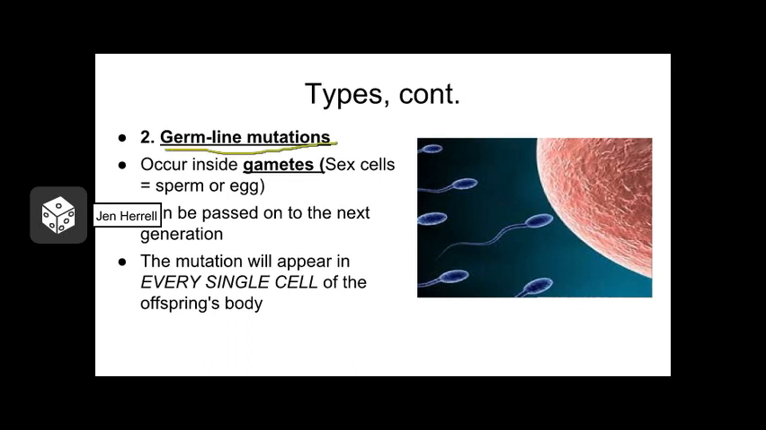Germline mutations occur in cells we call gametes. Gametes are sex cells, so gametes include the egg cell and or sperm cells. Now, germline mutations can be a little bit more insidious because remember that a fertilized egg is going to divide and divide and divide, and it's going to build the body of the offspring. So a mutation that occurs in an egg cell, for instance, is going to be passed on to the next generation. And that mutation will occur in every single cell of that offspring's body. So germline mutations can be passed down from mother to child or from father to child, and can cause problems in the offspring.